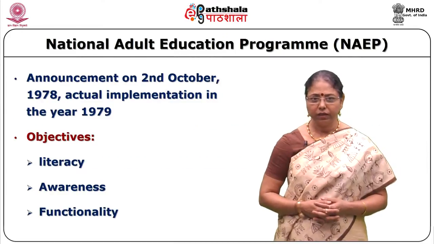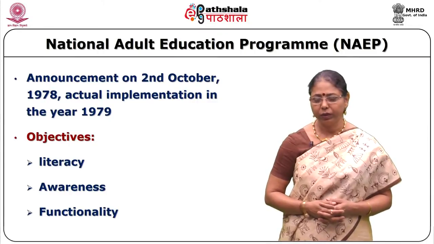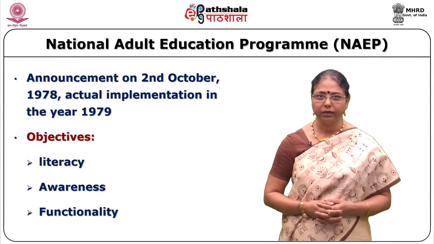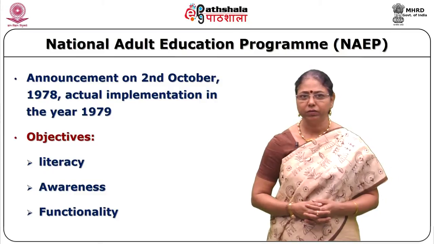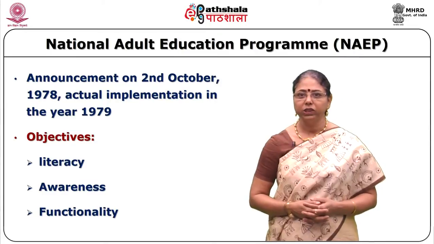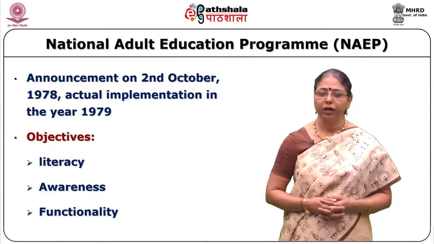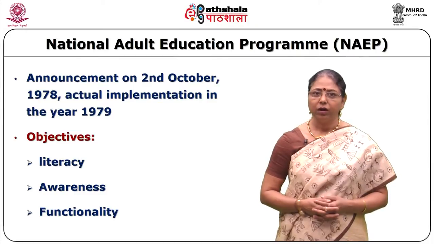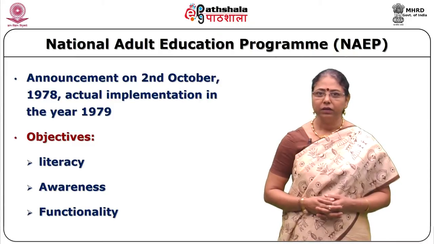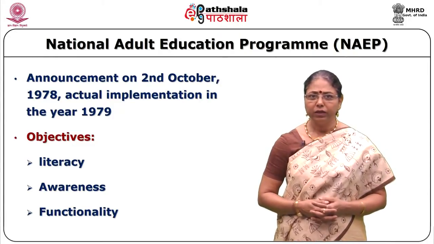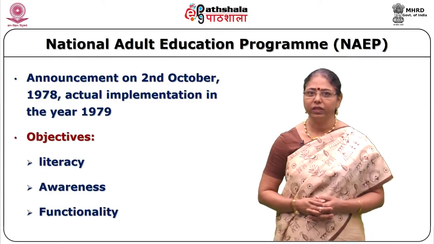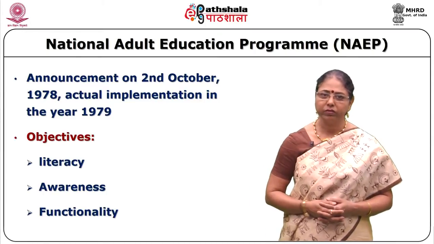Let us see in detail the National Adult Education Program, which was implemented in India. It was announced on 2nd October 1978. The actual implementation of this program took place in 1979. This was the first program implemented by the Government of India at the national level. The objectives of this program included literacy, awareness, and functionality. It was realized that mere literacy is not useful in the development process. One has to go beyond the 3 R's, and hence these two components were included.